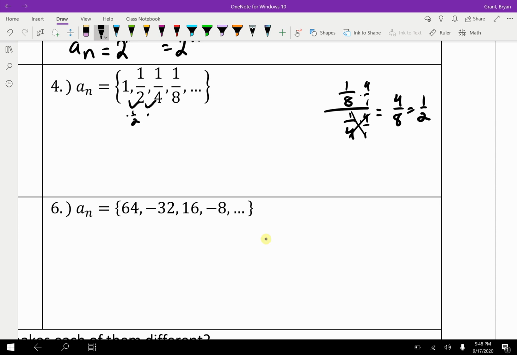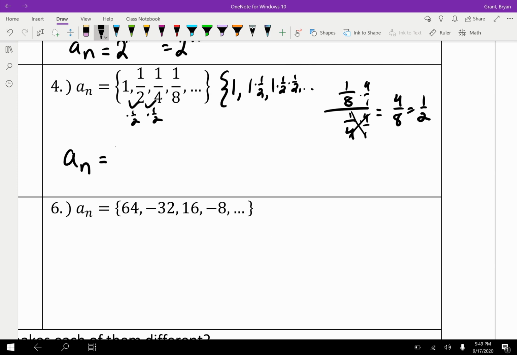Half of 1 is a half. Half of a half is a quarter. Yeah, we're looking pretty awesome. So we continue on through. A sub n equals, I should have written this over here. It's okay. We're starting at 1. The next one is going to be 1 times a half. Next one is 1 times a couple of those halves, and so on and so forth.